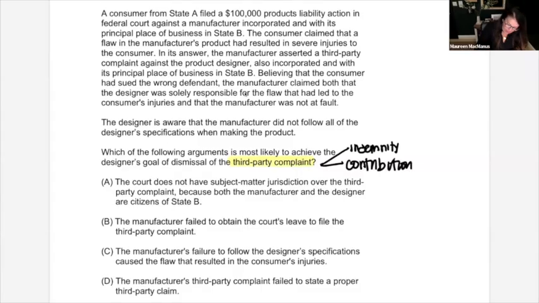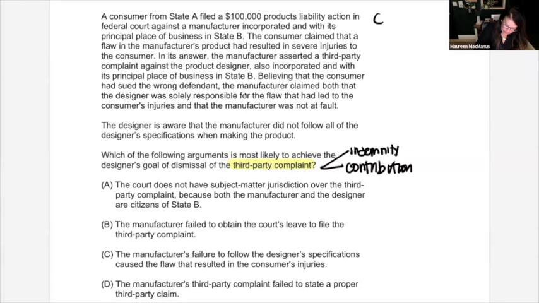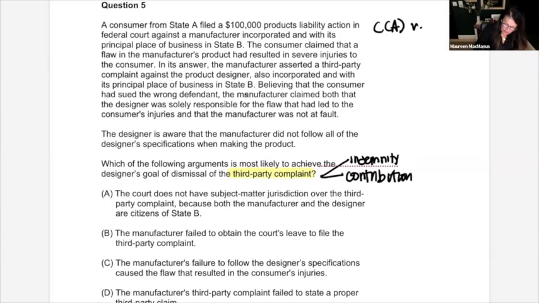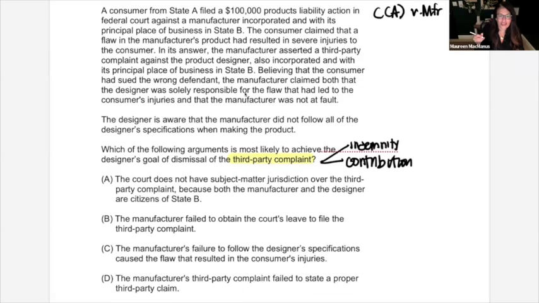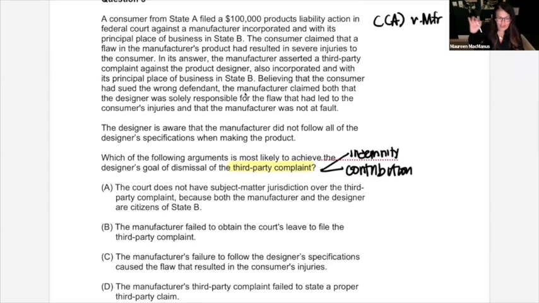So a consumer from state A filed a $100,000 products liability action in federal court against a manufacturer. And here I know it's impleader, and they're giving us all these SMJ facts. I still diagram it out, but you see how those are used a lot. And you don't want to get sucked into saying that the court can grant the third-party complaint because of an SMJ issue necessarily. There could be theoretically, but they're going to use these facts to try to trip you up. So you've got to know it carefully.